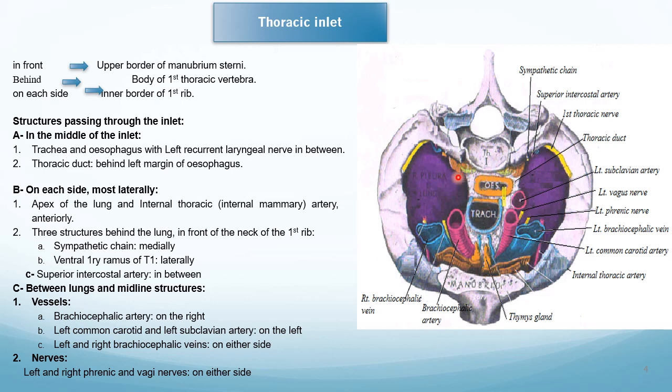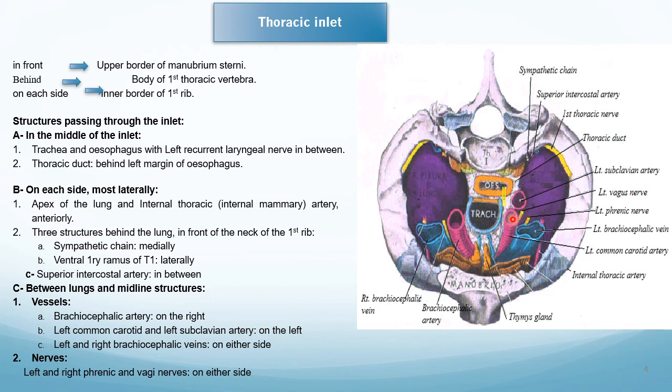Different structures pass through the thoracic inlet, including structures in the middle line: trachea, esophagus, and the left recurrent laryngeal nerve in between. And also here, the thoracic duct behind the left border of the esophagus. On both sides, there is the lung apex covered by pleura. Another structure present here includes the great vessels and nerves.